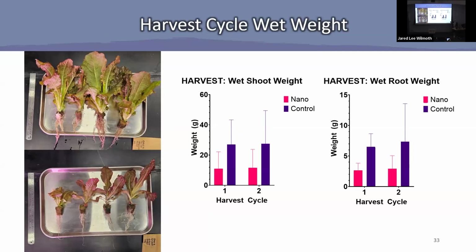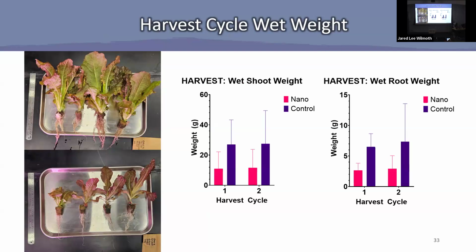So when it comes to harvesting, we collect the wet weight and the dry weight. If you look at the wet weight here, this is from the control tanks and this is from the nano tanks, you can visibly see the difference in plant density. We cut the root right here to separate the shoot from the root.